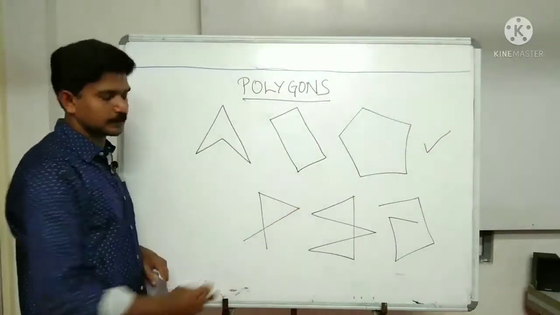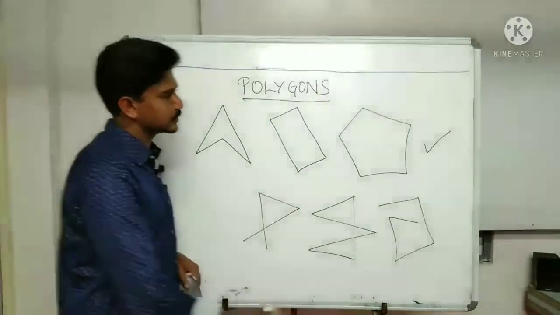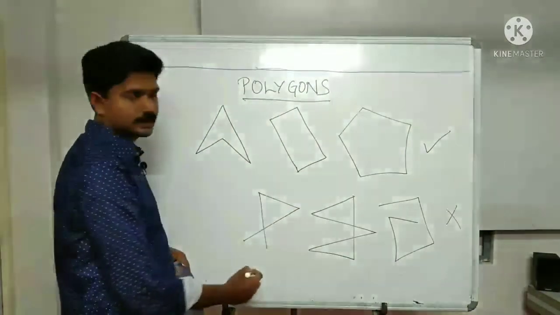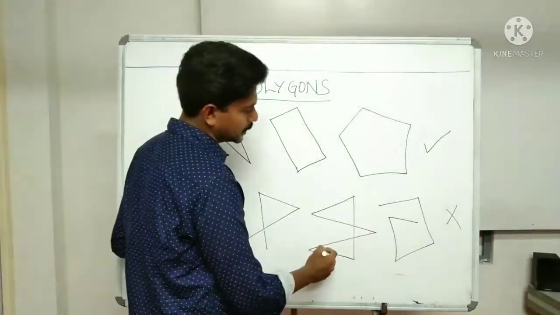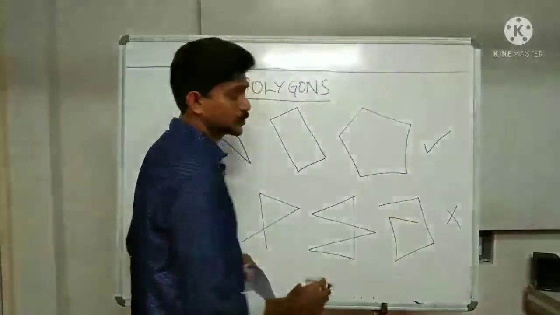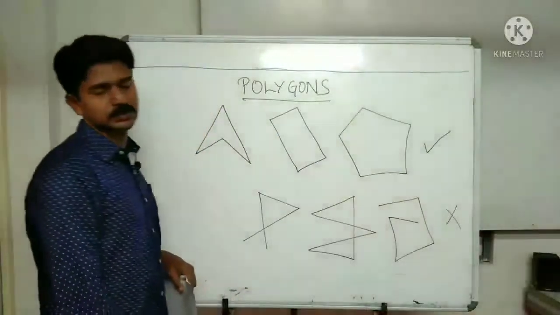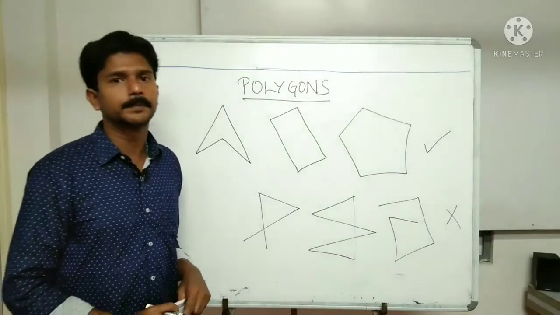So what are these? These are not polygons. Why are these not polygons? You can see these two lines are intersecting, and these are intersecting here, and if you see the third one, it is not closed. So we can say these three are not polygons.